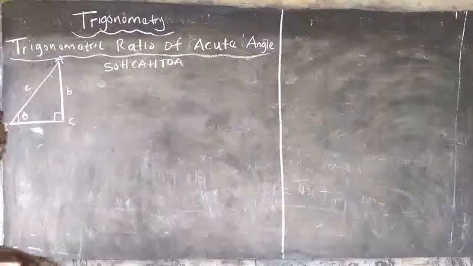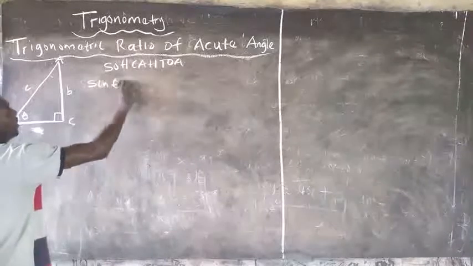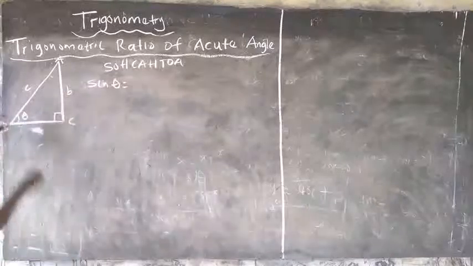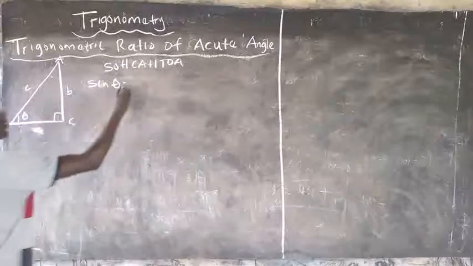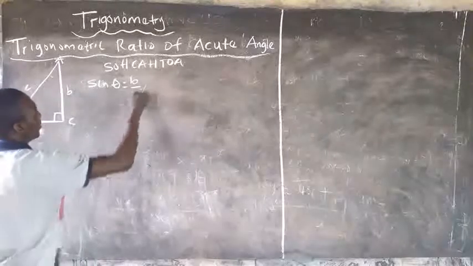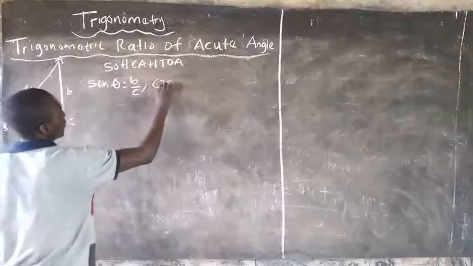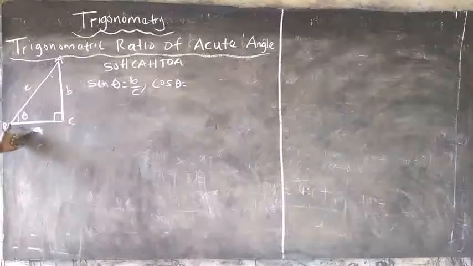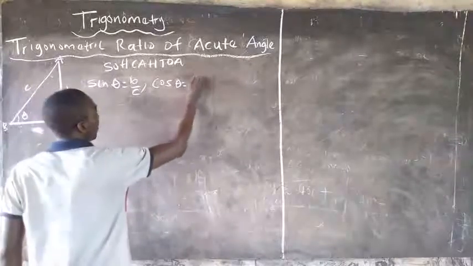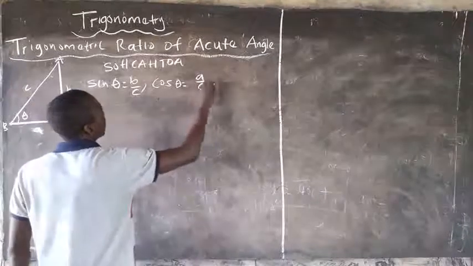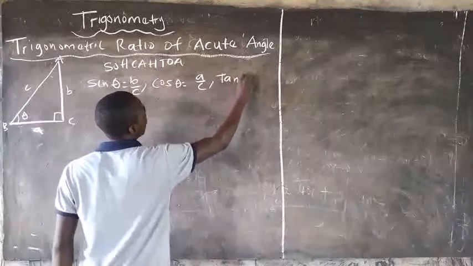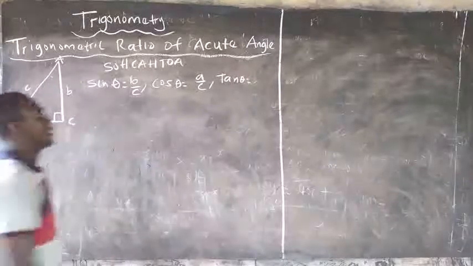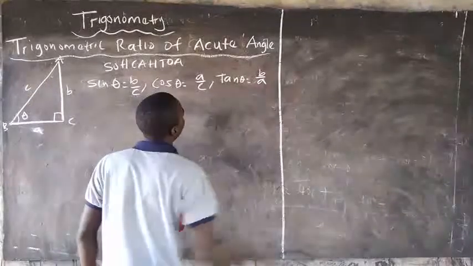Let's look at sine theta. Sine theta here is nothing but opposite over hypotenuse, which is b over c. So let's look at cos theta. Cos theta is adjacent over hypotenuse, that is a over c. So let's look at tan theta. Tan theta is opposite over adjacent, b over a.